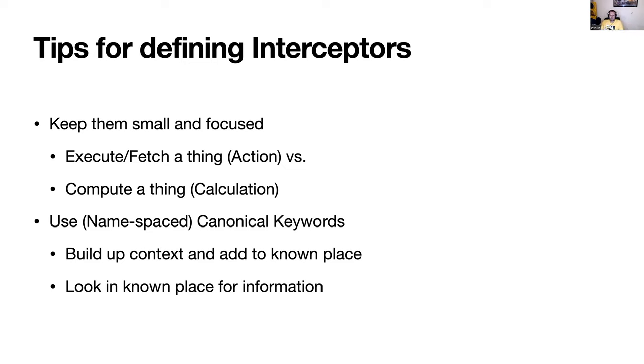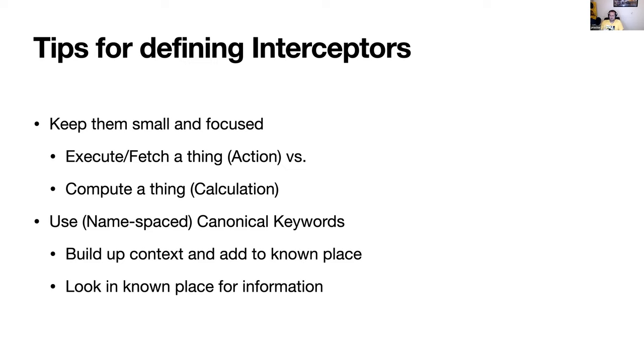If you have namespace keywords, that's even better. But use canonical keywords. Namespace just means I can stick something under my database namespace for this context map and kind of hide it away so that you don't even think about it, because you're in your own little nice playground world.